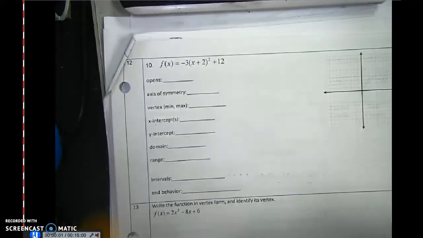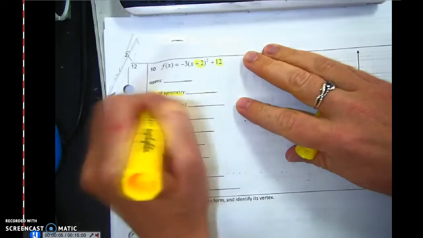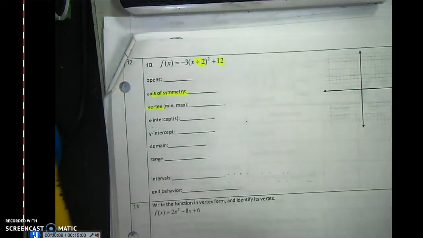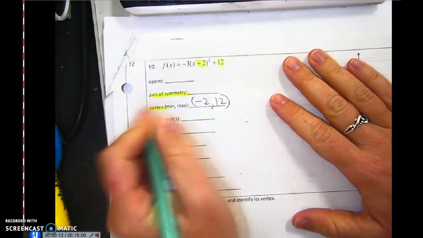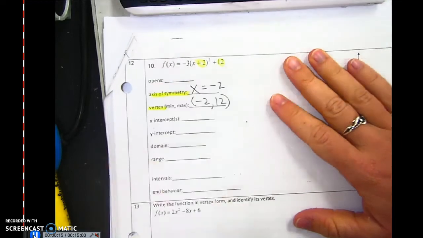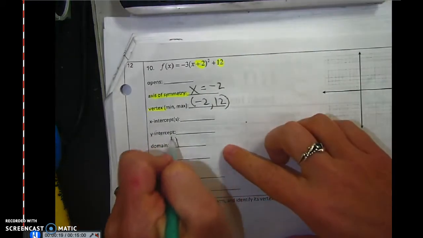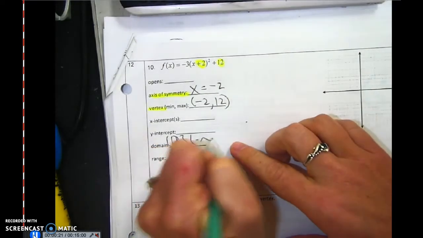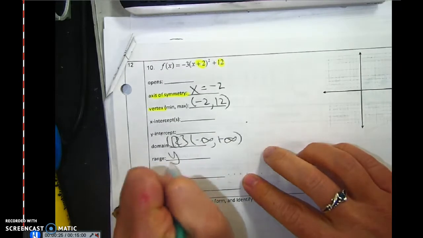So for number 12, since it's in vertex form, I can find the vertex, the axis of symmetry, and so many other things right away. So let's start with the vertex, which is take the opposite, do the axis of symmetry. The y-intercept isn't as easy right now. The domain, all real numbers, negative infinity to positive infinity. The range I can get right now.